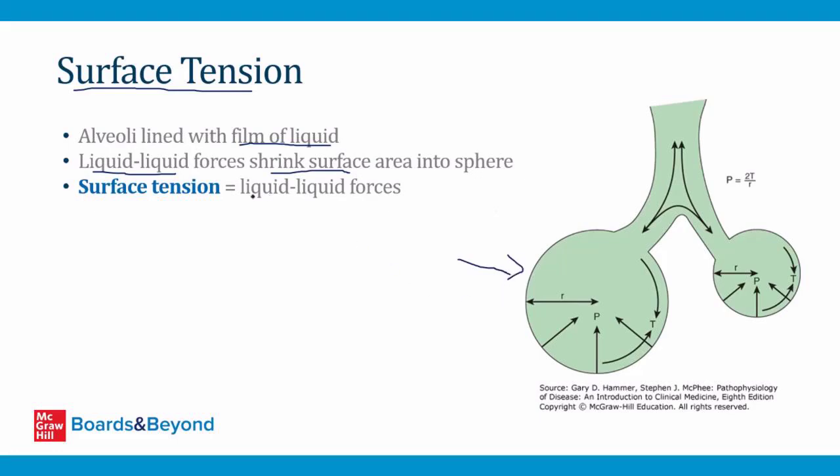And so we call those liquid-liquid forces where the molecules are pulling each other together, we call that the surface tension. And if there's too much surface tension, instead of forming a nice sphere for gas exchange, like shown here, instead you will get collapse of the alveoli. And as we just discussed, that's bad.